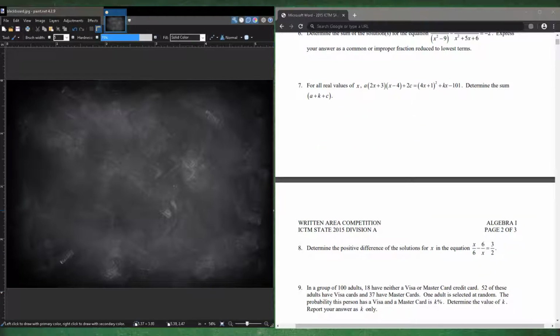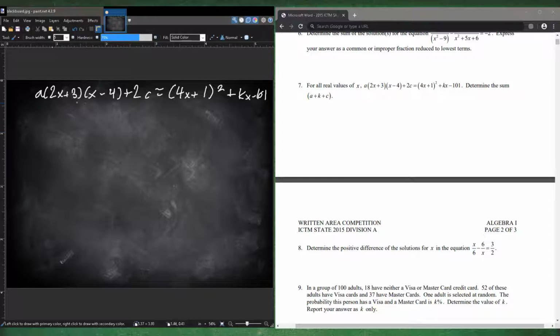Number 7. For all values of x, 2x plus 3, x minus 4 plus 2c is equal to 4x plus 1 squared plus kx minus, oh, that looks kind of bad, 2 plus kx minus 101. Determine the sum a plus k plus c. So we have to just find out all the coefficients and add them together. So let's work with a quadratic. So we're going to work with the quadratic term and then the linear term and then the constant.